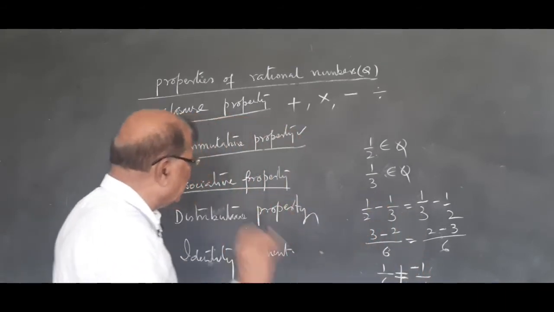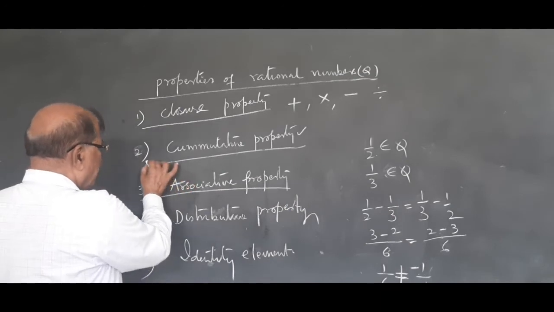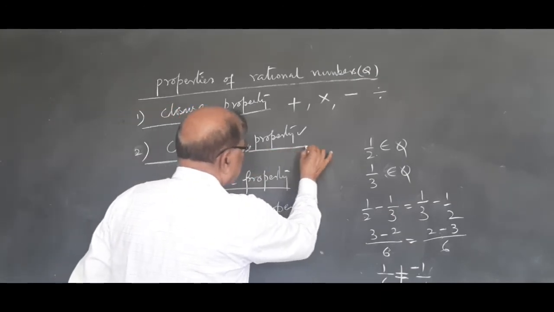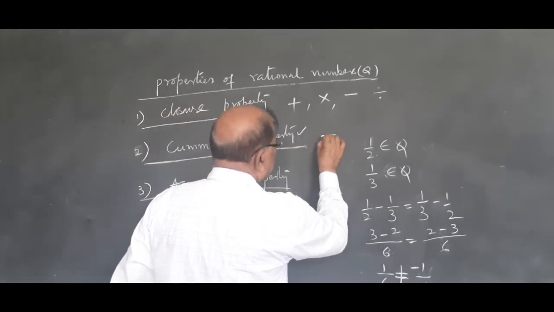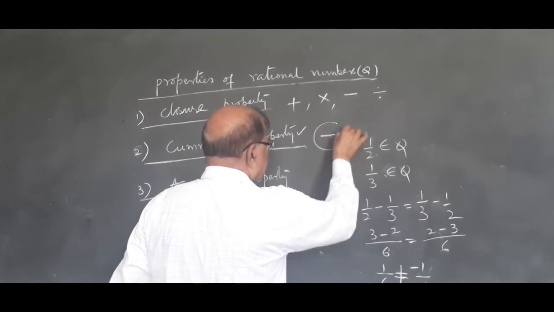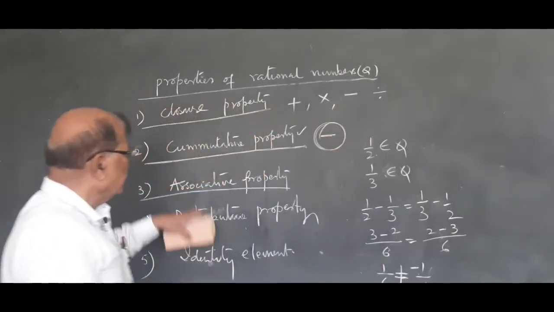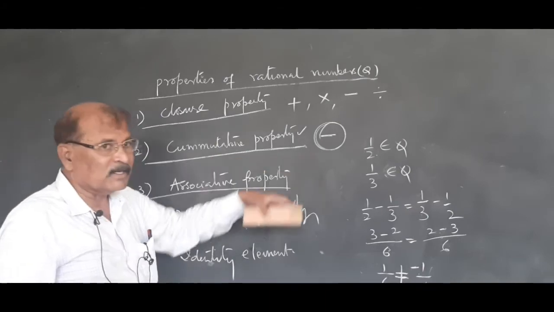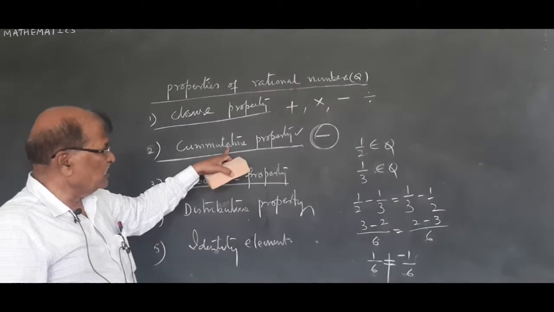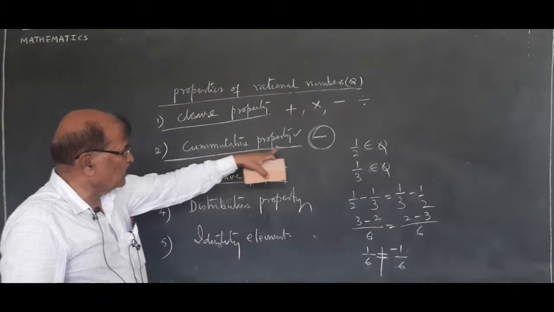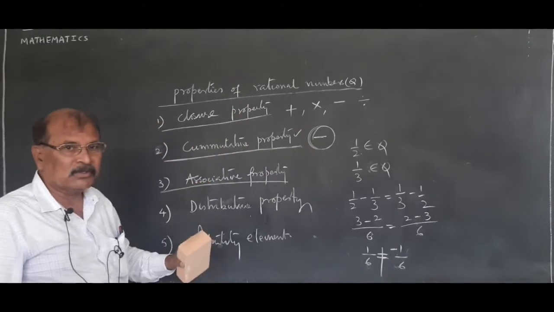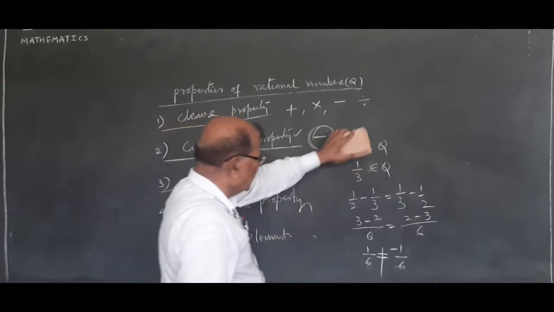So it is very clear that commutative property does not hold good in subtraction. So it holds good in addition. In subtraction it doesn't hold good. Let us see in multiplication.